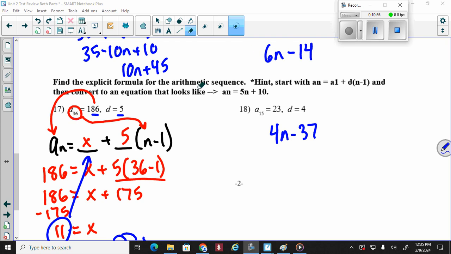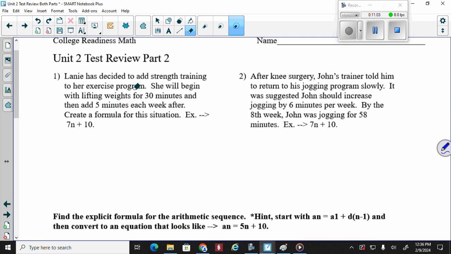Okay, now we are in part 2. It says Eleni has decided to add strength training to her exercise program. We have to make sure we pull all the information out correctly. She will begin with 30 minutes of weight training, so A of 1 is equal to 30.